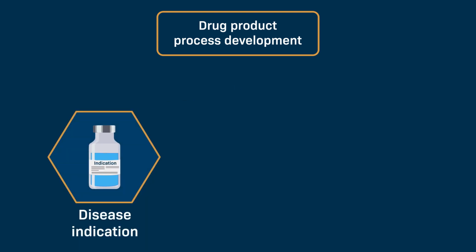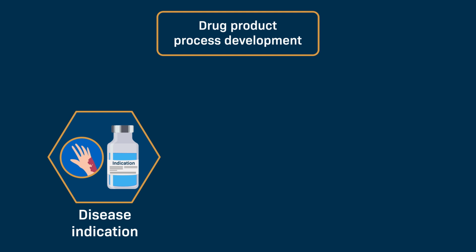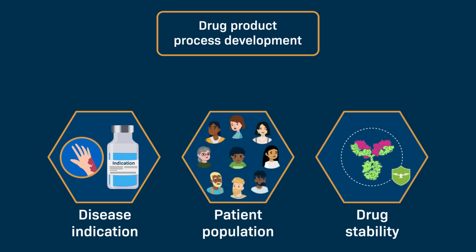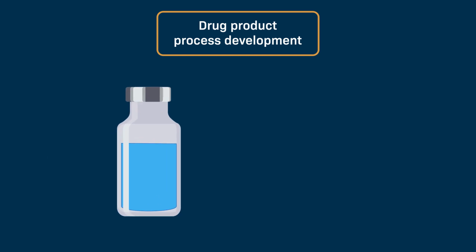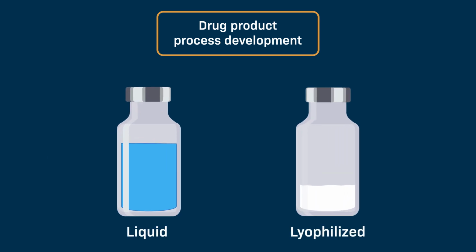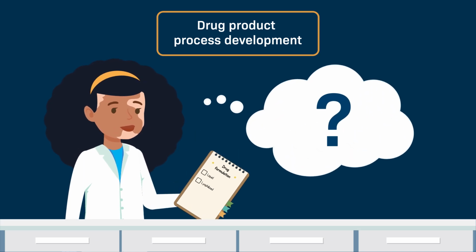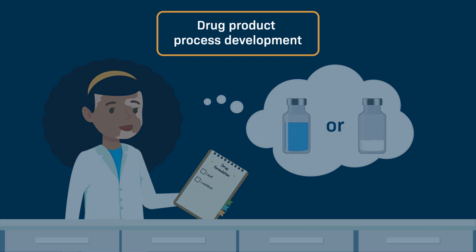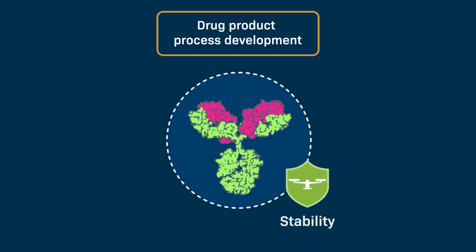Depending on the indication, or the use of a given drug for treating a particular disease, the patient population, and the stability of the protein, a drug product can be stored in a liquid or in a lyophilized or powdered form. First, we'll learn how scientists decide between a liquid or a lyophilized version of the drug product. Next, we'll examine protein stability.